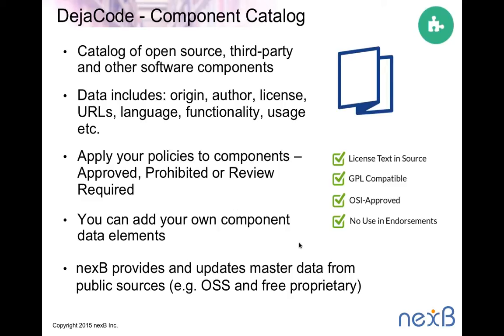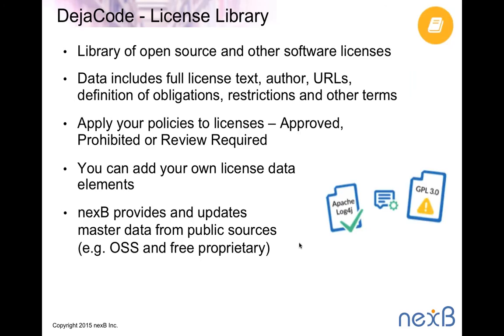DejaCode is made out of three main modules that we call the product portfolio, the component catalog, and the license library. With these three modules, you can track and report the use of open source and third-party software in your code. You can make sure you comply with software license obligations, and you can manage your components and licenses through the organization.